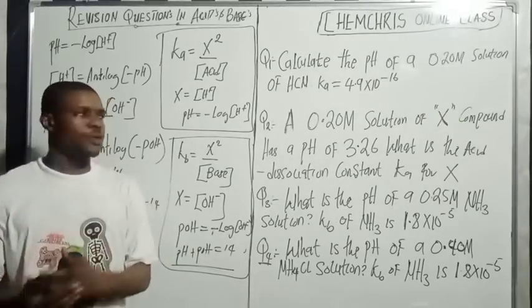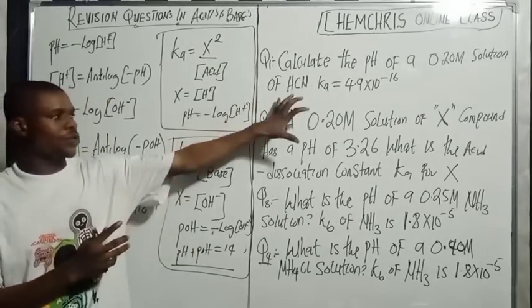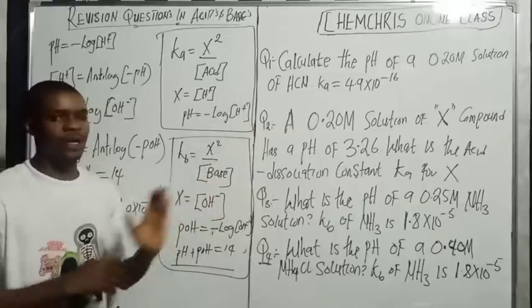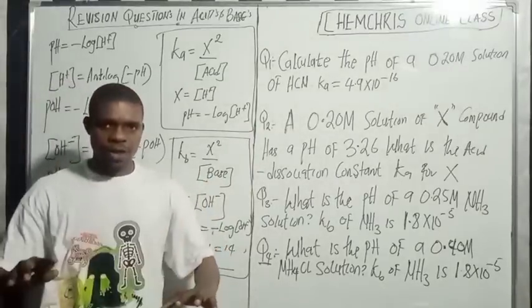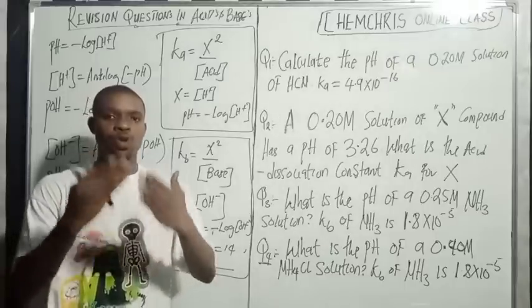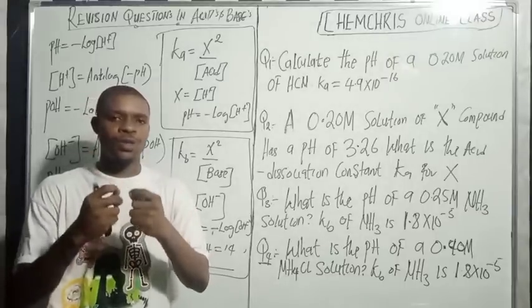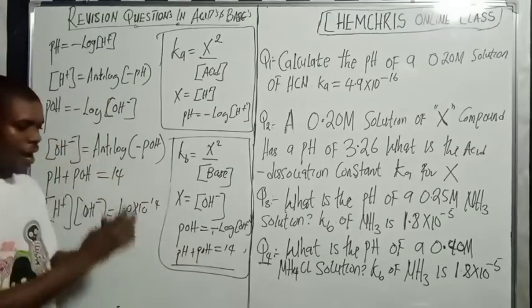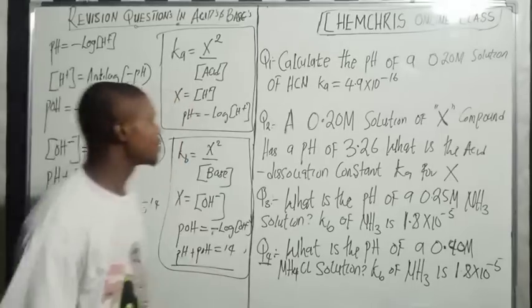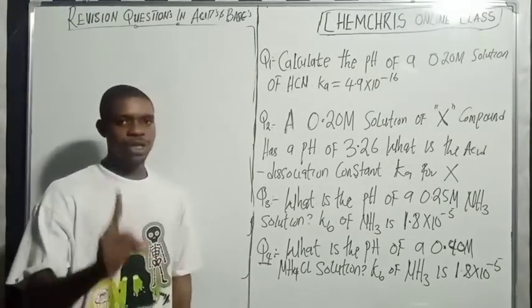So you really want to pay close attention. Now let's start tackling the questions. We're going to solve these four problems, then we still have another four problems to solve. By the time we finish solving all these questions, you should have mastered the calculation aspect when it comes to acids and bases. So let's get down to business. Look at the first question. Make sure you pay close attention.